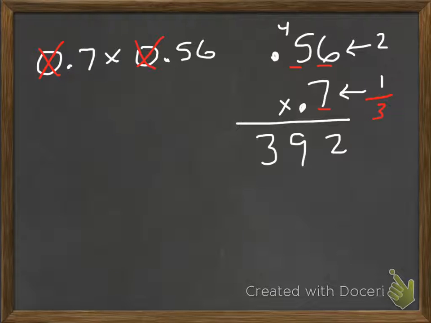So we always start off on this far side. There's always a decimal behind the whole number, you just don't see it. And then we go 3 places to the left. 3. So your answer would be 0.392.